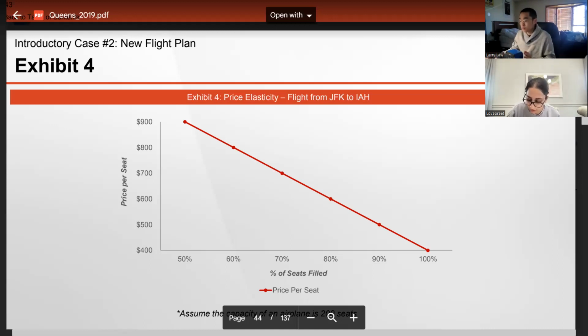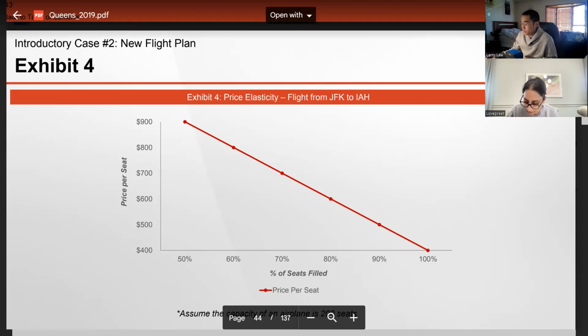That's also $96,000. And then moving on to the 90%, which is going to be 180 seats for the flight, multiplied by a price of $500. That will be $90,000 in revenue. Now moving on to 100%, which is our 200 seats multiplied by a price of $400.